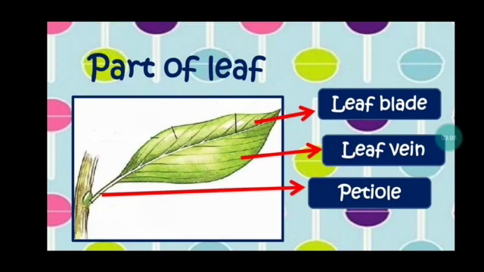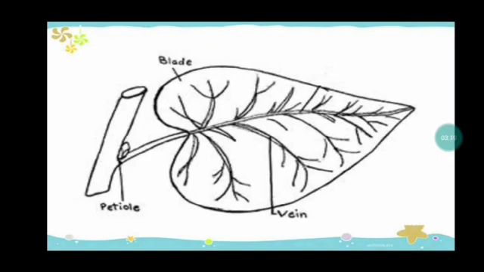Okay, now let's see. This is the clear picture. You can see which one is the leaf blade. Helai daun itu yang mana? And then veins, look at it. It shows the veins, the bone, tulangnya daun. And then petiole, tangkai daun. You can see clearly here, the clear picture.